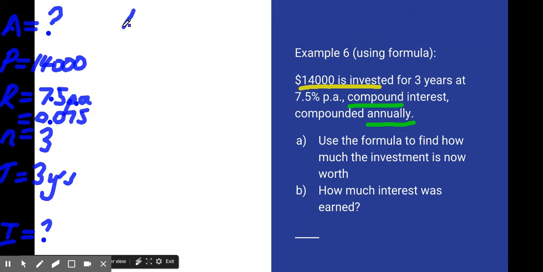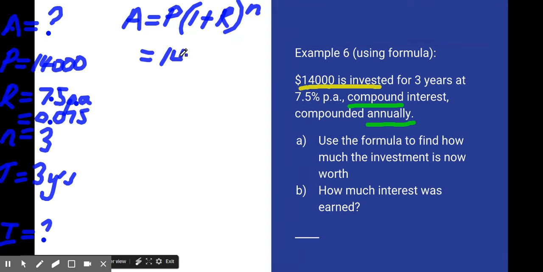So let's start. We'll write the formula. A equals P(1 plus R) to the power N. Let's substitute in our numbers. 14,000 times (1 plus 0.075) to the power 3.